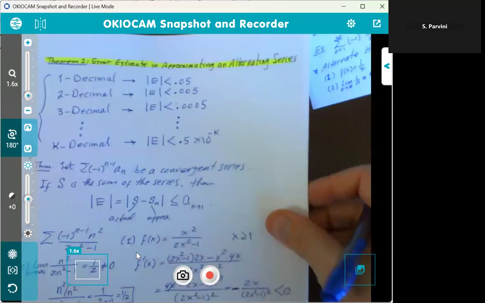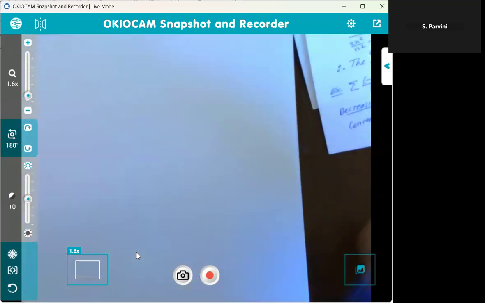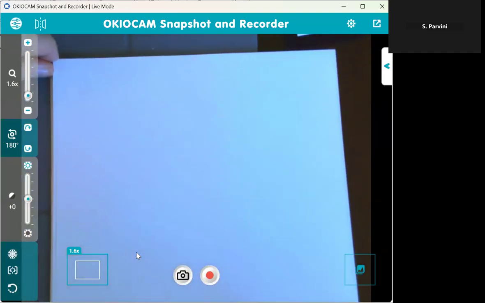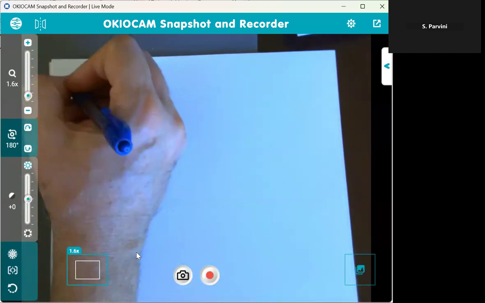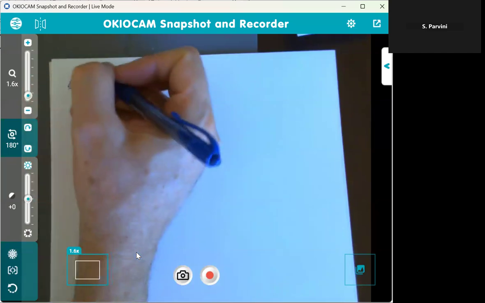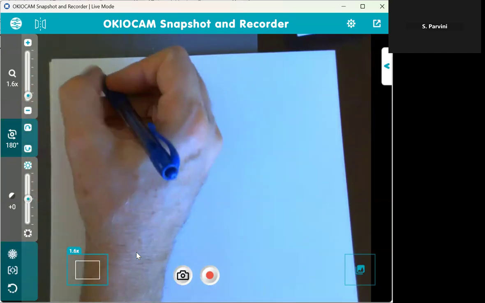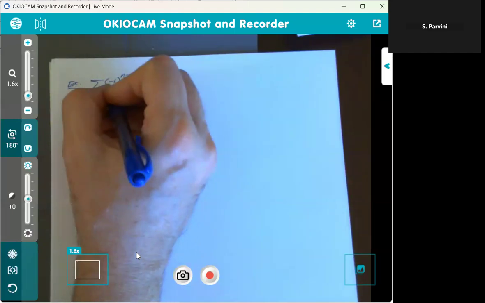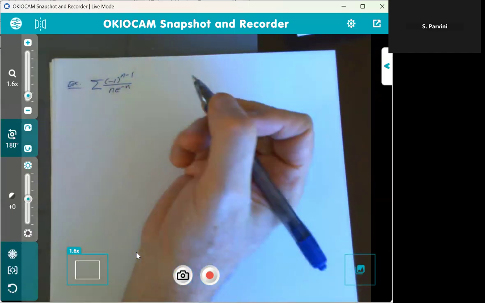Let's take a look at another one. For this next one, I'm going to look at this exercise. Let's take a look at another example here. We're going to look at the sum of -1 to the n minus 1 over n e to the -n.